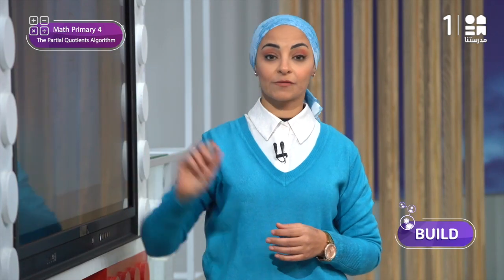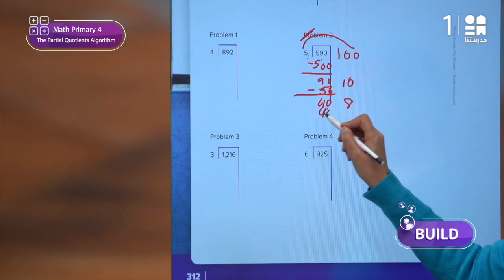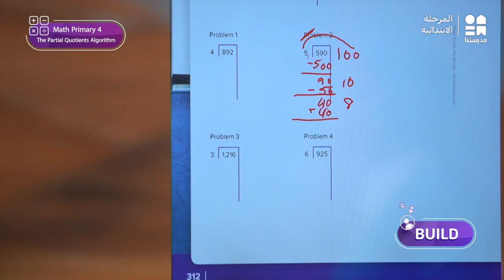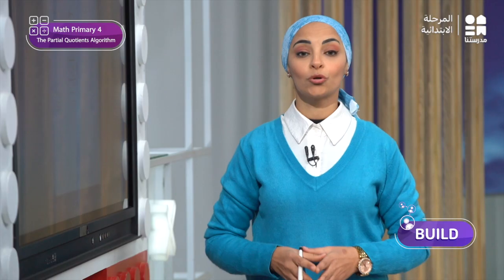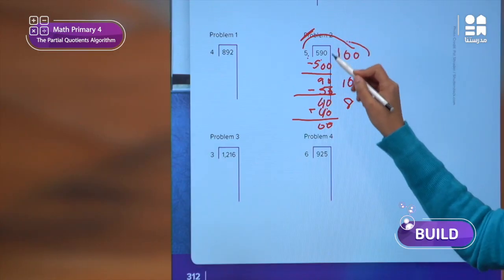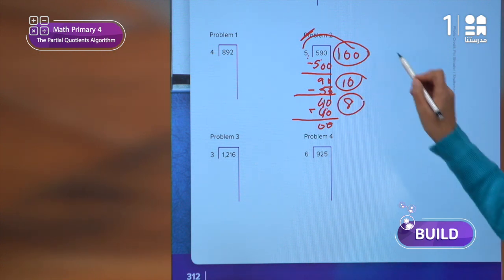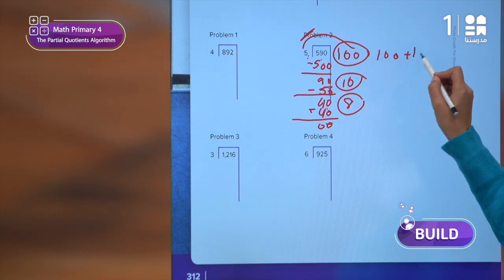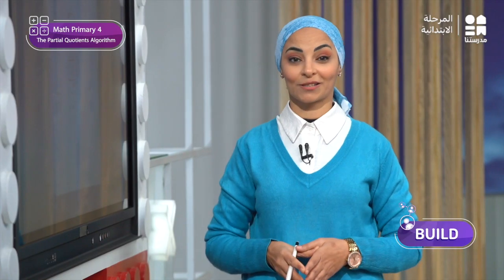Then, what should I do? 8 times 5 gives me 40, right? So I will subtract 40 from the other 40. The answer will be what? The answer will be 0. Now to find the quotient, I will add all the numbers on the right, which are 100 and 10 and 8. When I add 100 plus 10 plus 8, the answer will be what? Of course, my quotient is equal to 118. And this is my answer.